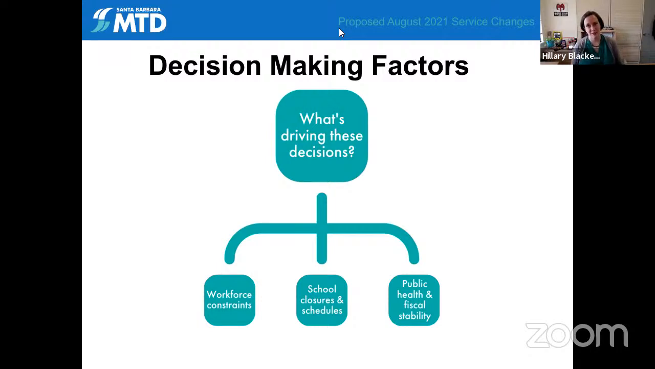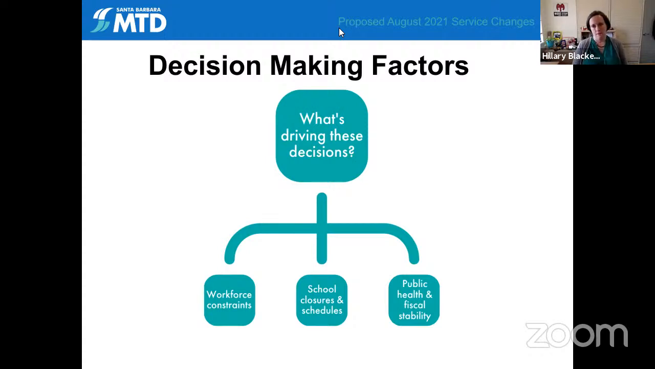This past year has obviously been the most different for most of us throughout our lives, right? The weirdest year. And MTD is no exception. It's been interesting and strange and challenging, but we're getting through it. Wanted to talk to you about what is driving our decision making with these proposed changes.